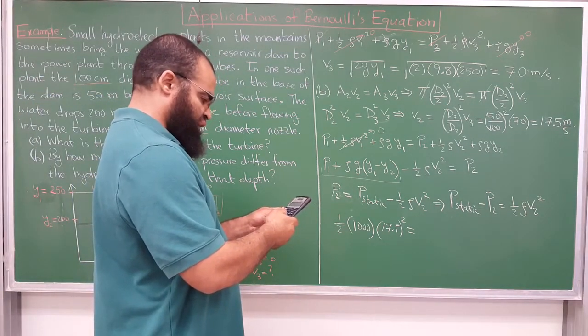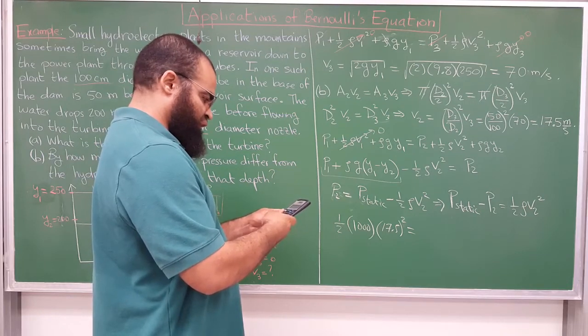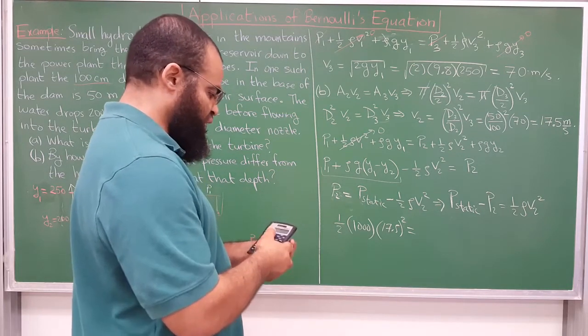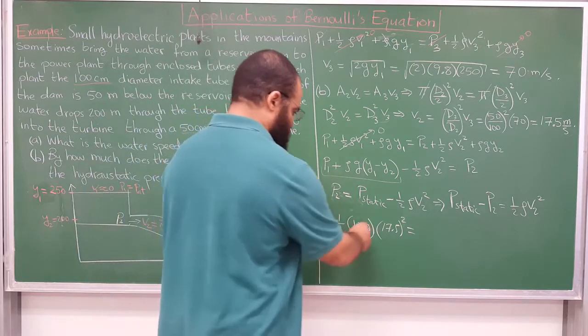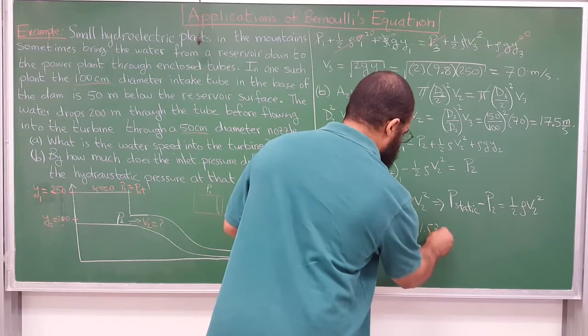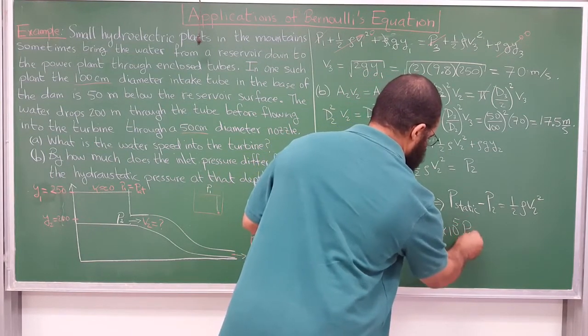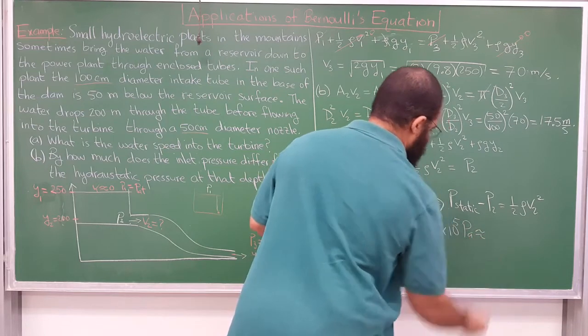So I get 17.5 to the power 2. We divide that by 2. So I get 153 times 1,000. That's 153,000. So that's 1.53 times 10 to the 5th pascals, which is approximately how many atmospheres?